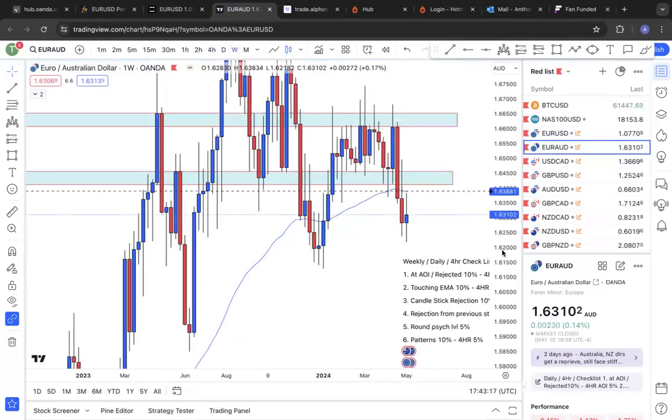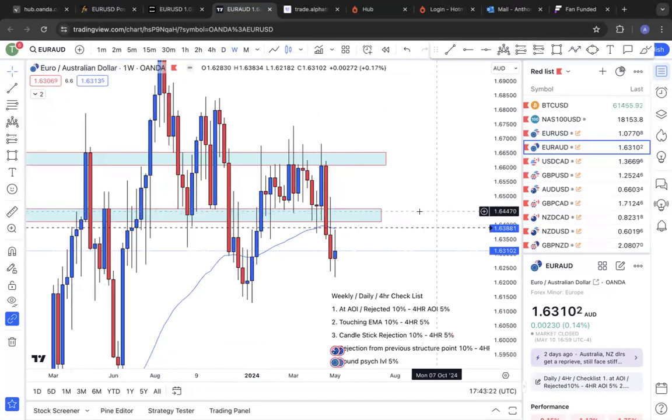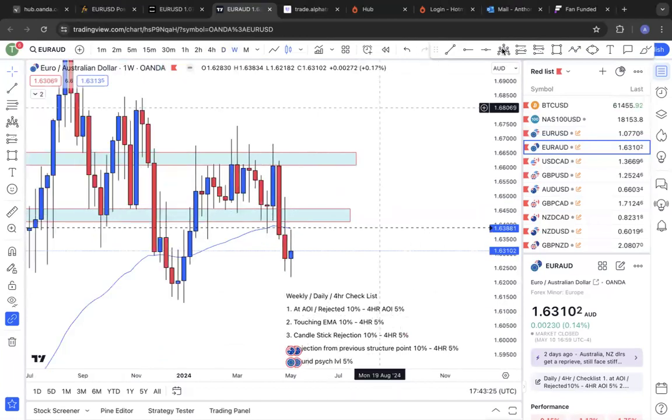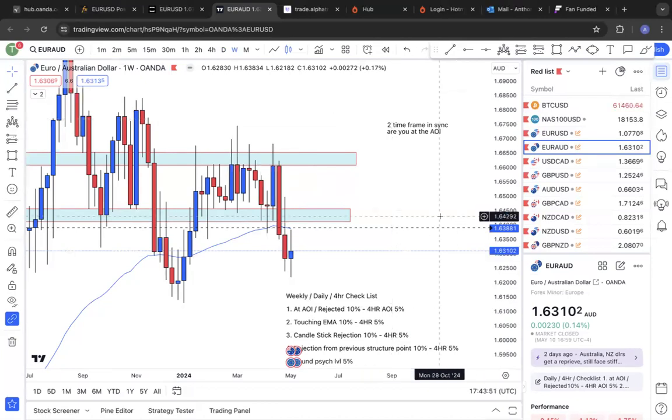So now we got 3 time frames in sync. We only need 2 time frames in sync. In theory, I only look for 2 time frames in sync. Okay. And then the next step is, are you at the area of interest? Perfect. So this is on the way.